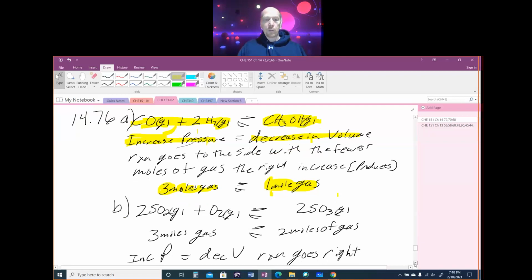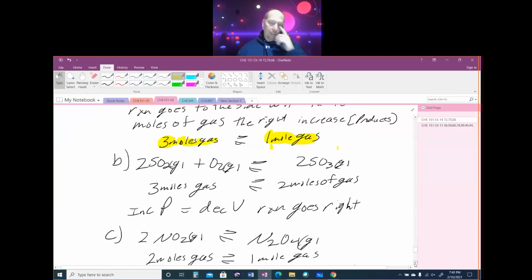All right, same question for the next one. What do we have to do with our pressure and volume to make it go to the right? Here we see we have 3 moles of gas on the reactant side. We have 2 moles of gas on the product side. If you wanted your delta N, products 2 minus reactants 3, it would be negative 1.